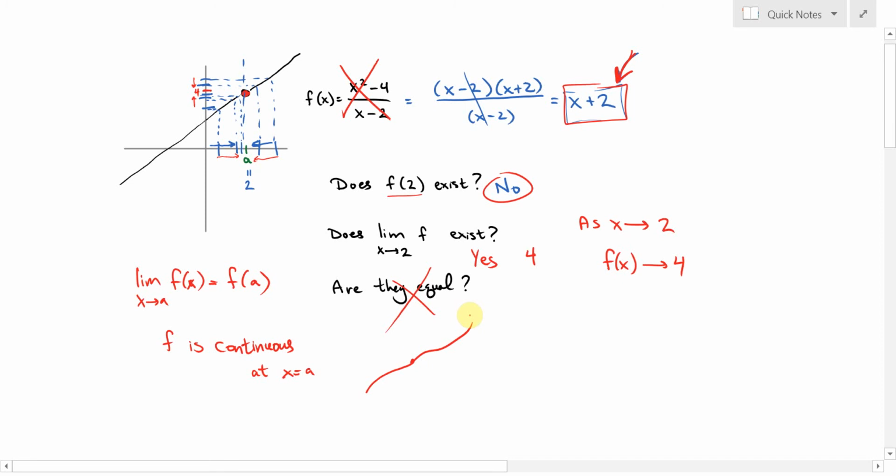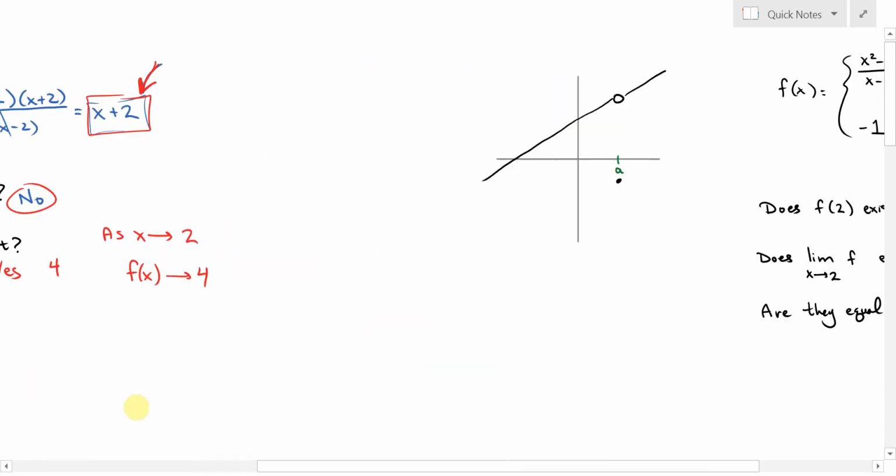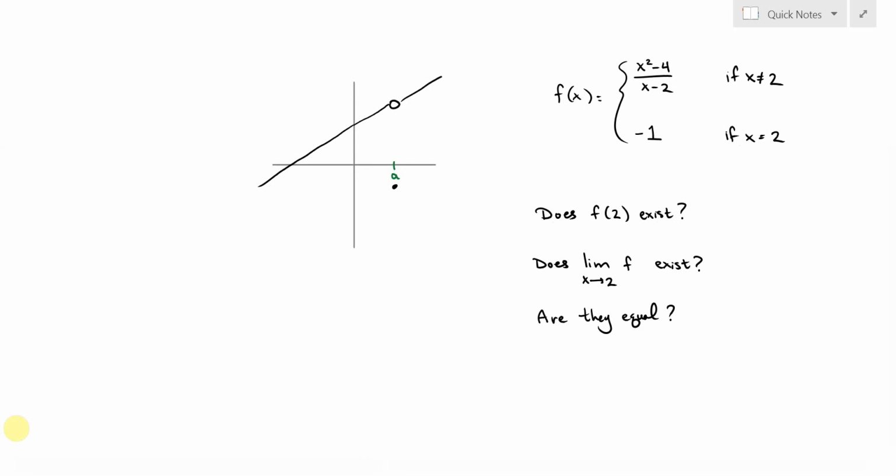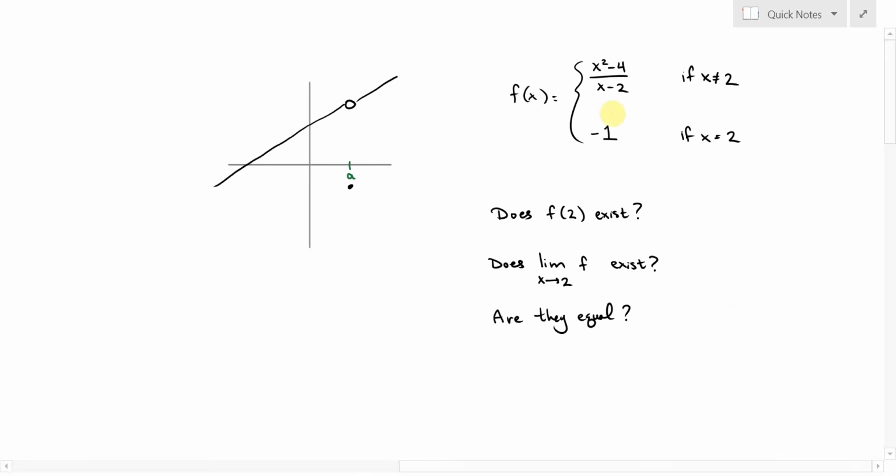Okay, but the function failing to exist at a point isn't the only thing that can go wrong. It might exist, but these two things might not be equal. So here's an example of that kind of behavior. Here we have this function, and it's defined in a piecewise manner. If x is not 2, we use the same formula that we had before. And for x not equal to 2, remember, that ended up being just the same as the function x + 2, which was the graph of a line.